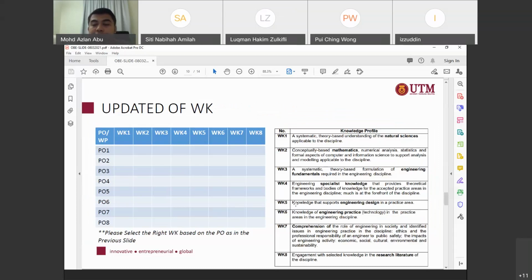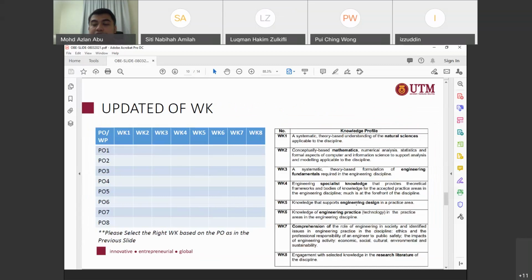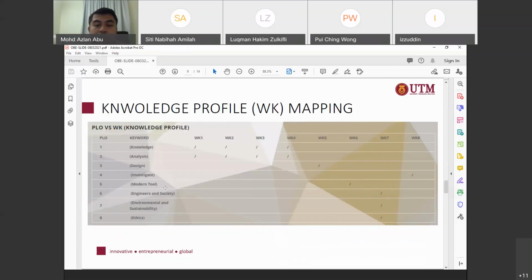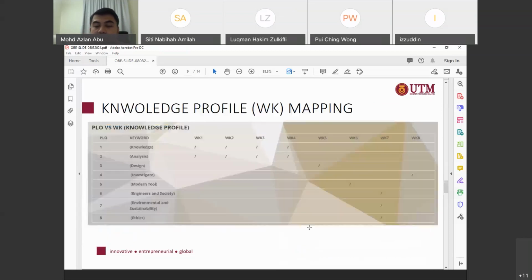Knowledge profile 5 is knowledge that supports engineering design. So WK5 is when you do your design. WK6 is engineering practice in the engineering discipline, which maps to modern tool usage. WK7 is comprehension of the role of engineering in society: public safety, economic, social, cultural, environmental and sustainability issues. Maybe you already have some information based on the previous PO that I presented. So it falls under engineer and society, environment, and also ethics.